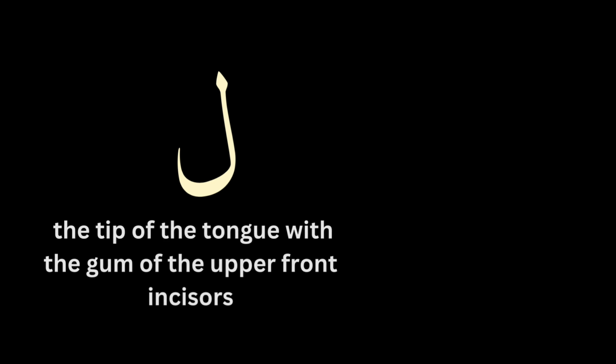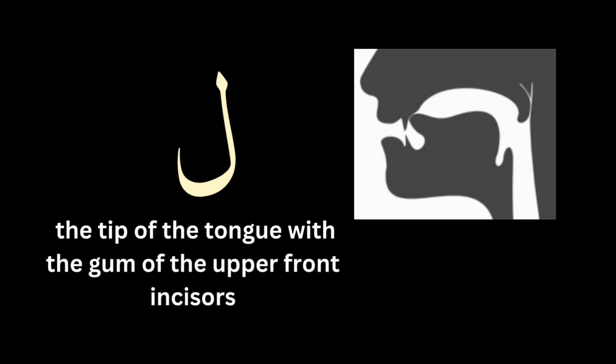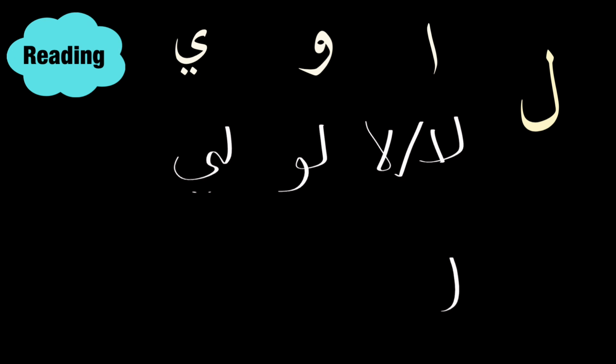Alright, now the articulation of lam happens when the tip of the tongue meets the upper incisors, and it's very similar to the L sound in English. Now, let's also practice reading lam with the vowels. Let's start with the long vowels. La, lu, li. Now the short ones. La, lu, li.